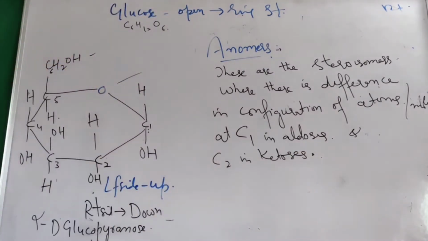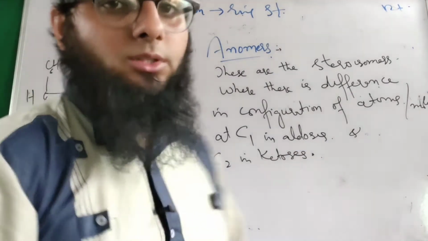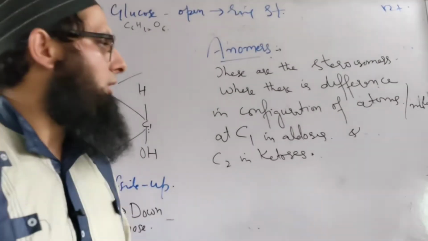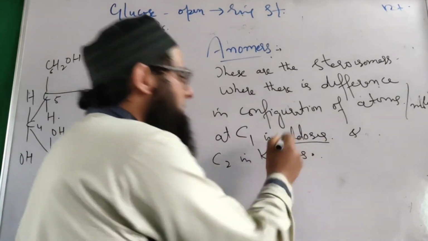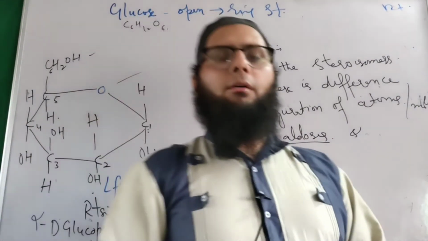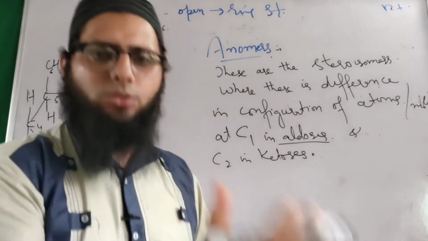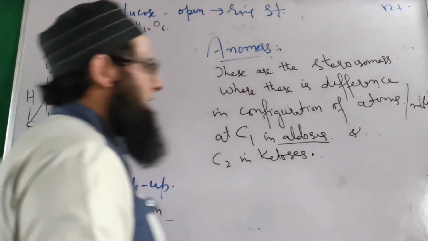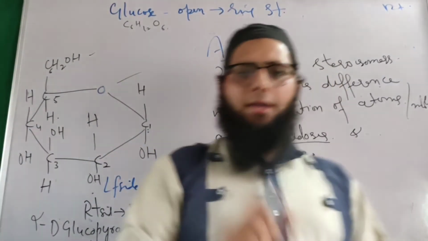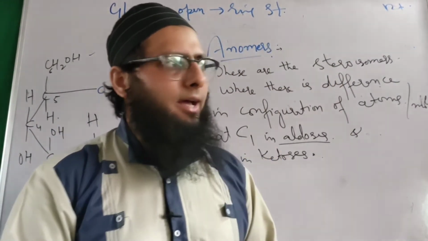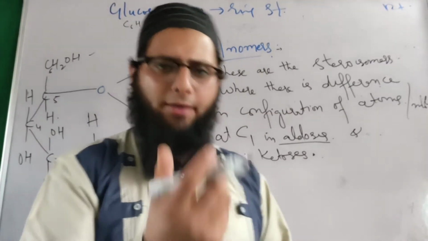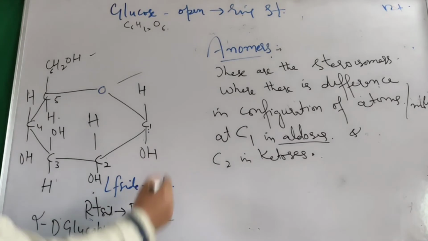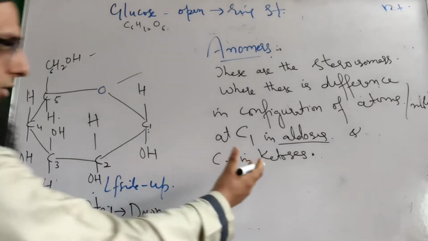Okay, so anomers are actually the stereoisomers or the structural isomers where there is a difference in the arrangement of the atoms or molecules at carbon number 1 in case of aldoses. Aldoses means those sugars which contain the aldehyde group. For example, glucose is an example of the aldose sugars, and ketoses are those which contain a keto group as a functional group, as fructose is an example of a keto sugar, right? So glucose is an aldose over here.